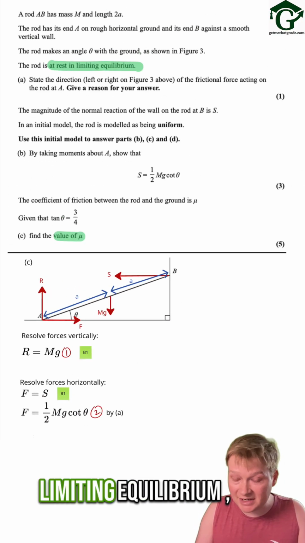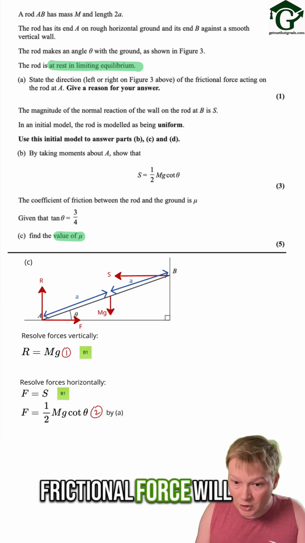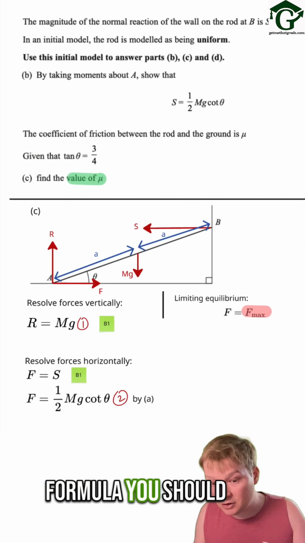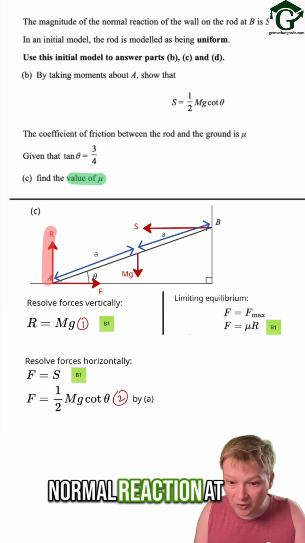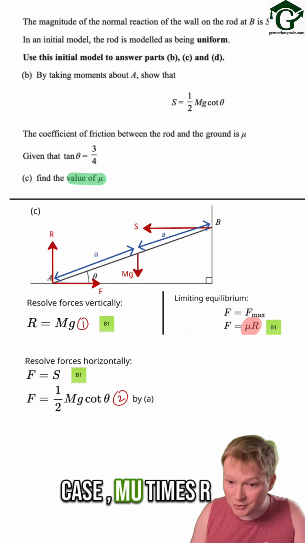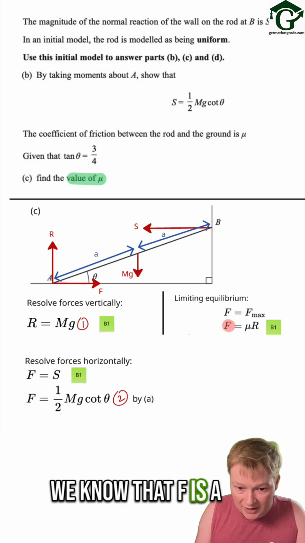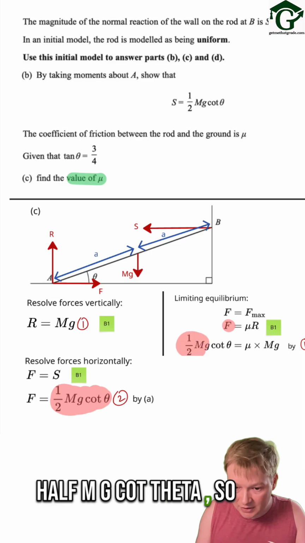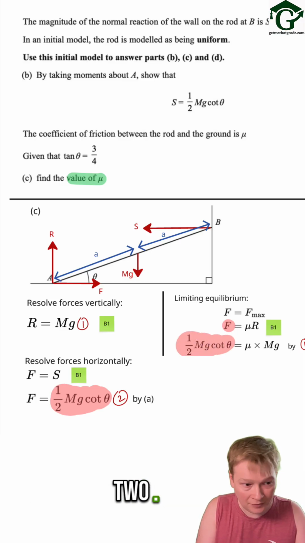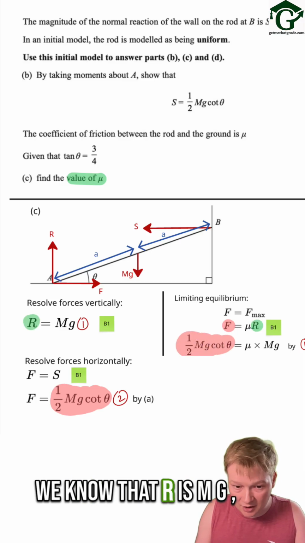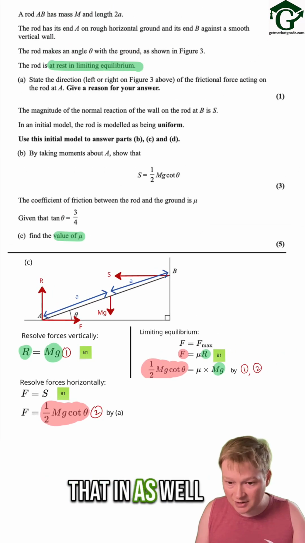Finally, because we're in limiting equilibrium, we know that this frictional force will be at its maximum value. And there's a formula that you should know for that. It's mu times the normal reaction at that point. In this case, mu times R. We know that F is a half mg cot theta. So we can substitute that in here by equation 2. And by equation 1, we know that R is mg. So we can substitute that in as well.